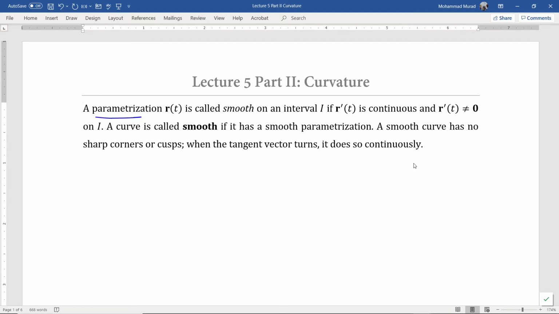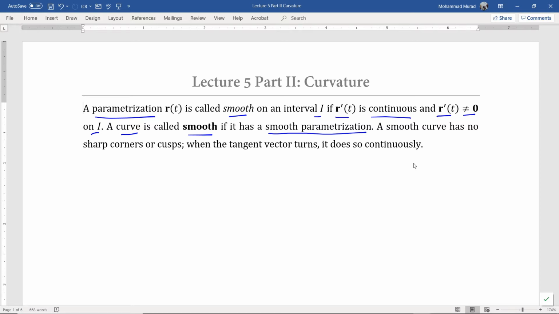A parameterization is called smooth on an interval I if the vector function has the first derivative whose component functions are continuous and the derivative of the vector function r is not the zero vector on that interval I. A curve is called smooth if it has a smooth parameterization.